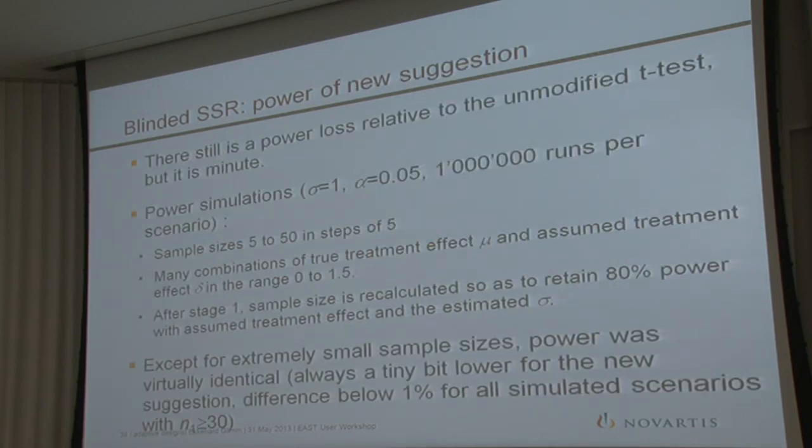My final few slides are about the power comparisons in these situations. So here's the setup. I did 1 million runs per scenario, sample sizes from 5 to 50 in steps of 5, and then I did some modifications of the assumed treatment effect and the true treatment effect. And after stage 1, we recalculate the sample size so as to retain 80% power with the assumed treatment effect.